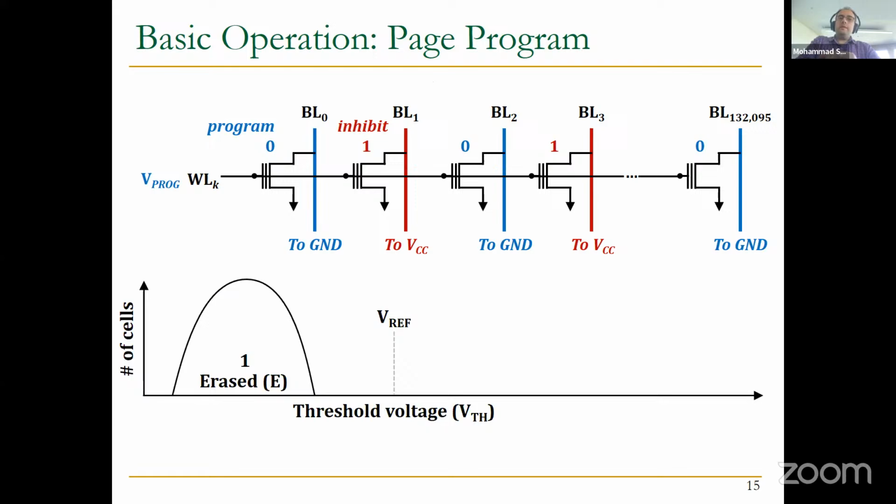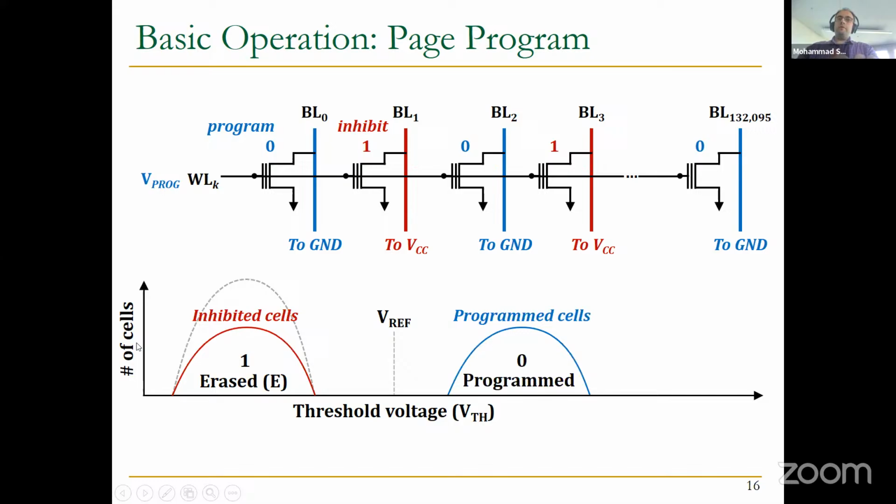So this is the status of the page before programming. All cells are in erase mode. But when you apply VPROGRAM, you want to reach something like this, right? There are some inhibited cells whose threshold voltage does not change, so they stay in the erase mode. But for other cells, we program them. So this is what you expect to reach.